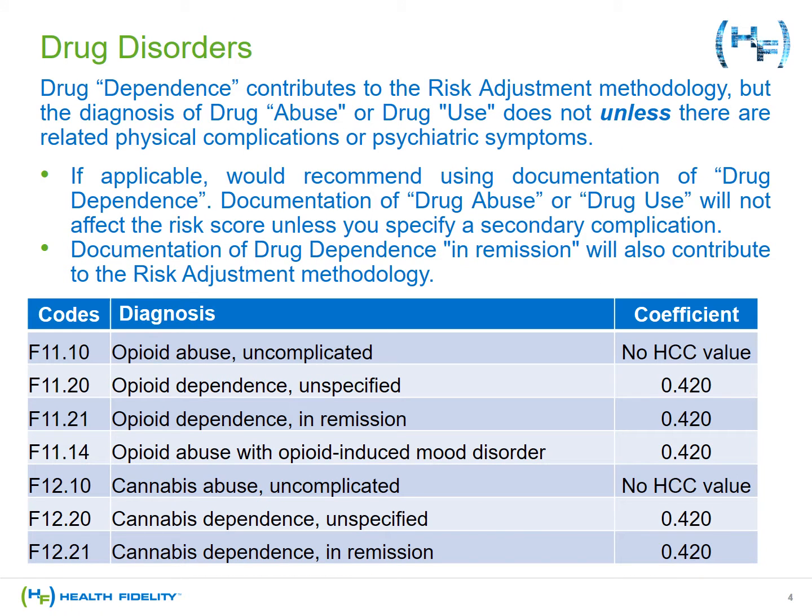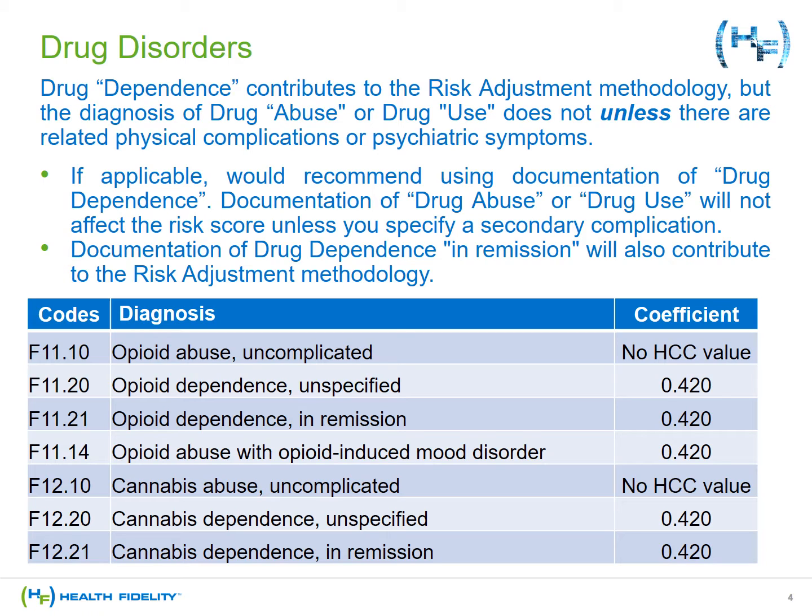Drug disorders have a similar documentation guideline. The diagnosis of drug dependence will contribute to the risk adjustment methodology, but the diagnosis of drug abuse or drug use will not unless there are any related physical or psychiatric symptoms. So if applicable for your patient, I would recommend using documentation of drug dependence. Documentation of drug abuse or drug use will not affect that risk score unless you specify a secondary complication. Documentation of drug dependence in remission will contribute to the risk score as shown below.